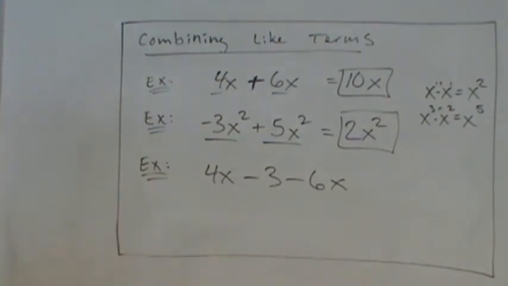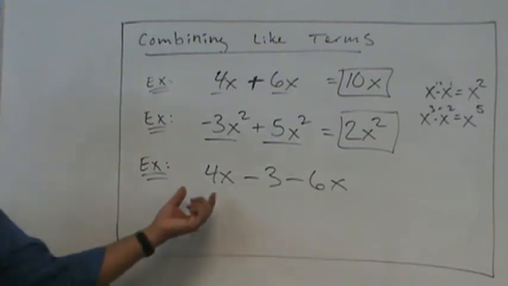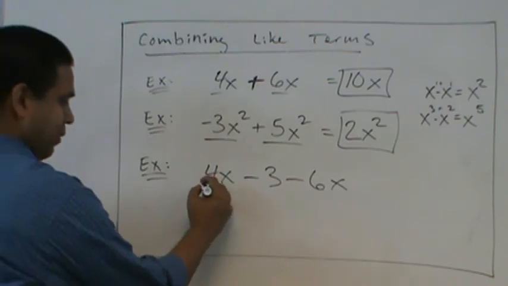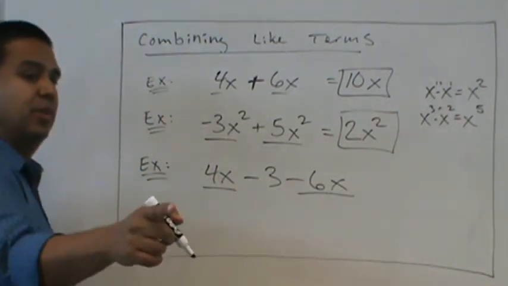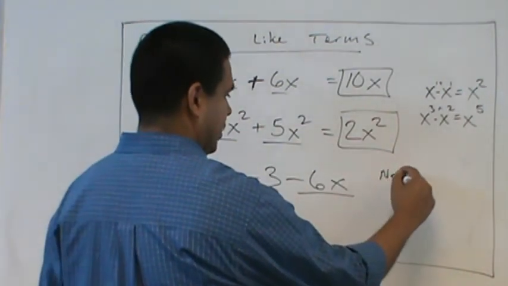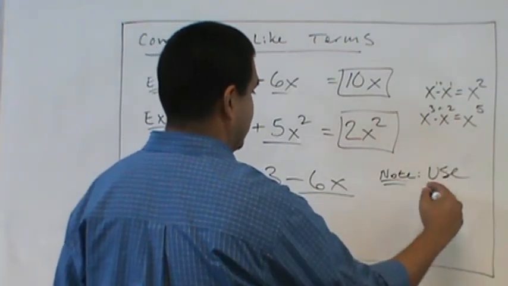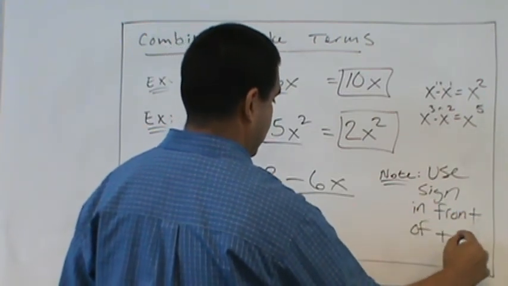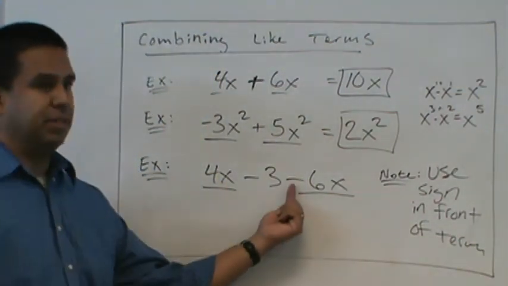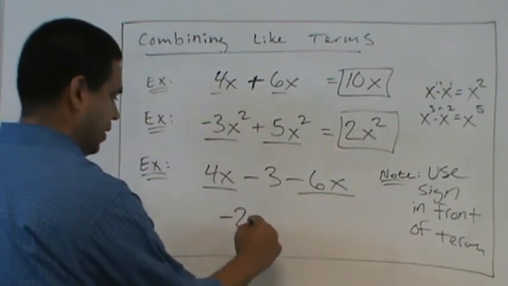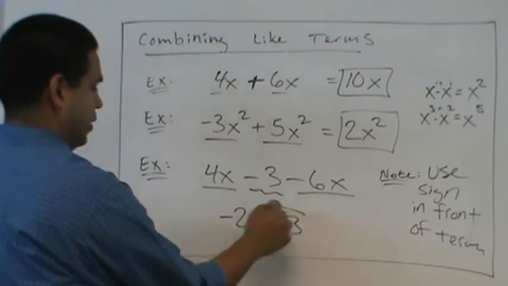How about this one? 4x minus 3 minus 6x. Is there anything that's like terms? The 4x and the 6x. So we have 4x with a minus 6x. We always use the sign in front of the term. Okay, so make that note. We always use the sign in front of the term. So 4 minus 6? Negative 2x. And this one? -3. We just bring it down.